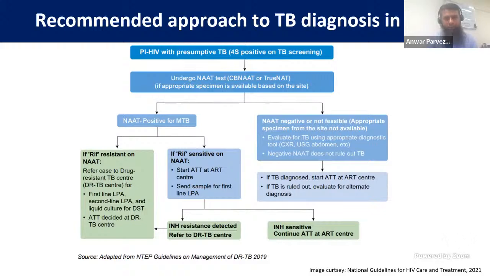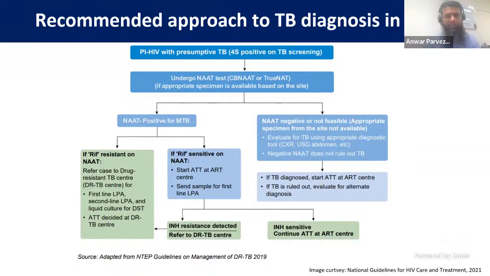So if the NAT test is positive, which means we diagnose Mycobacterium tuberculosis, and if it is resistant to rifampicin, which is the most important anti-TB drug, then these patients need to be sent to the DRTB center, the drug-resistant TB center. They should not be treated at ART centers. When we send them there, they do the first-line LPA, testing for resistance to INH, and also resistance to other anti-TB drugs through second-line LPA and liquid cultures. And then they decide on treatment at that center.